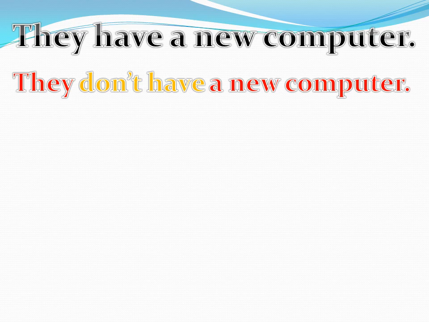They have a new computer. How do we change this into negative? As we regularly do, we will add don't or doesn't after they. So the sentence will be: they don't have a new computer. So have will be don't have.